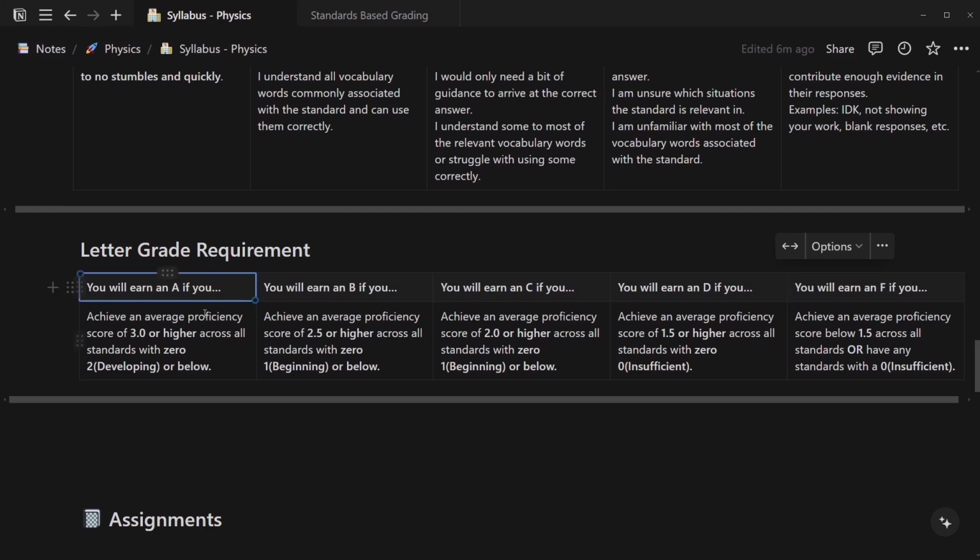So to recap, A, all threes. B, mostly threes. C, mostly twos, some threes. D, mostly twos, but some ones. And F, a 0 or mostly ones and a few twos.